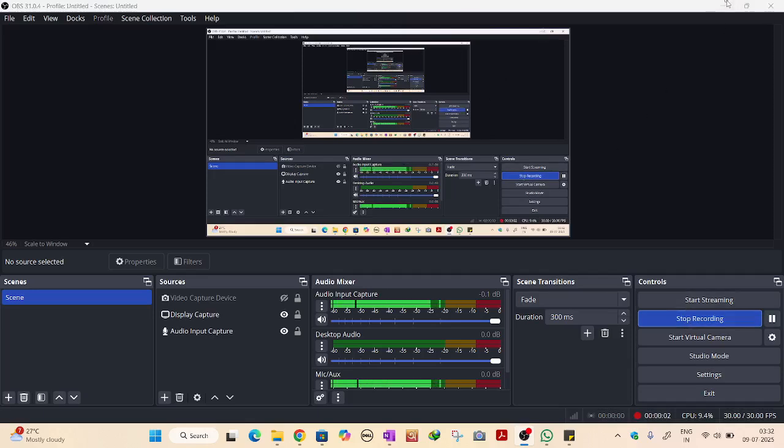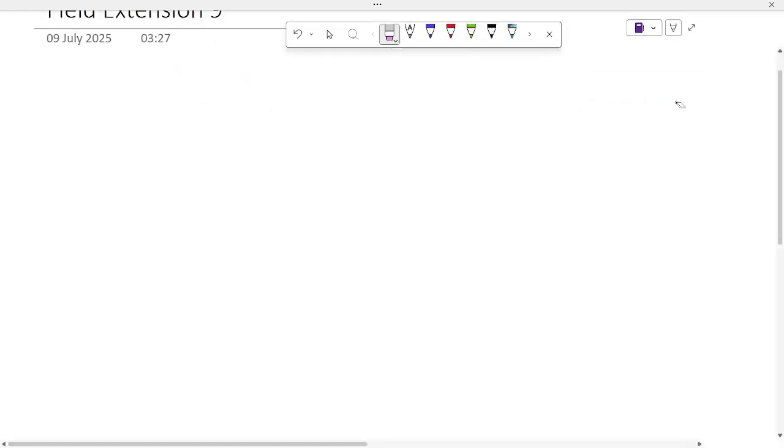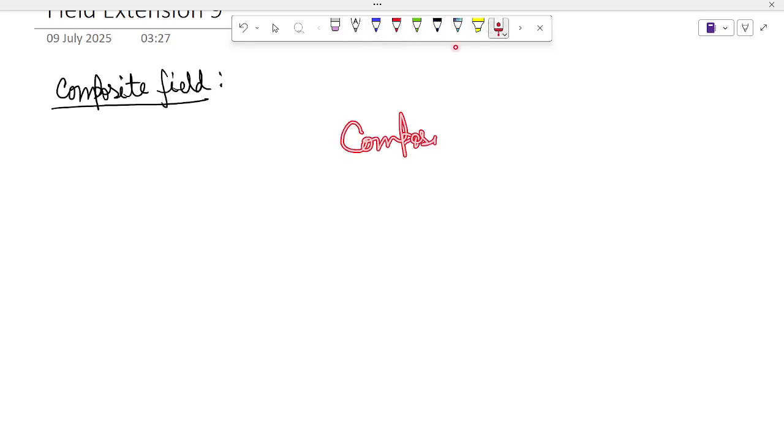So let me start the next lecture. Today we will do something on composite of two fields. Composite field means, as the name suggests, a composition of two fields.